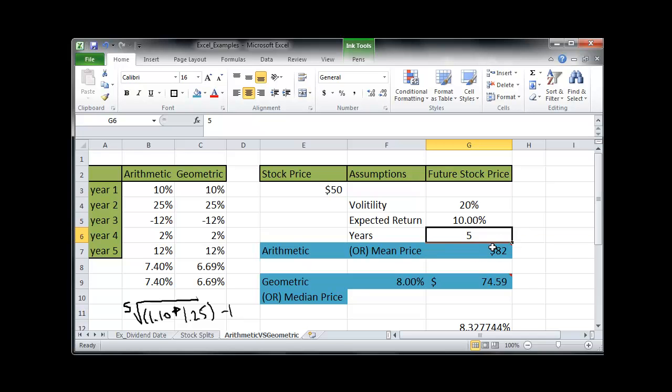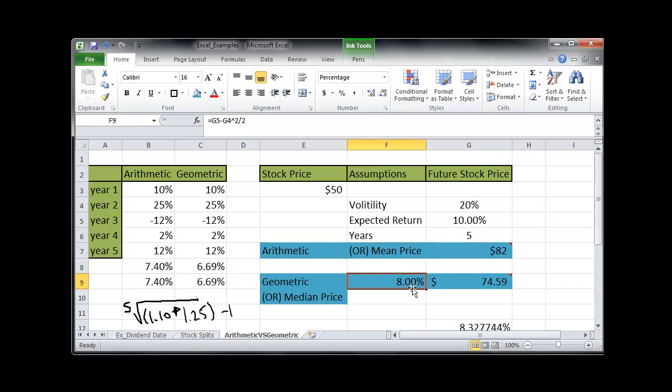Well, the arithmetic mean is simply this, and I took the stock price, and you can see it up in the functions key, exponential function, which is just the natural log, because I'm going to do continuous compounding, and I multiplied that by the expected return times the number of years. And you can see over here, I got $82. So if you want to pause and write that equation down, you're more than welcome to do that. Now, let's look at the geometric mean.